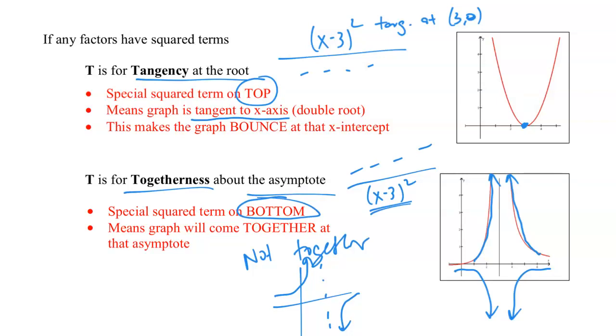And I'm just going to go ahead and answer this question now because I know you're probably thinking it. Is it possible for a function to have both tangency and togetherness at the same time? The answer is yes, and I'm going to work an example a little bit later that has both of those going on at the same time.